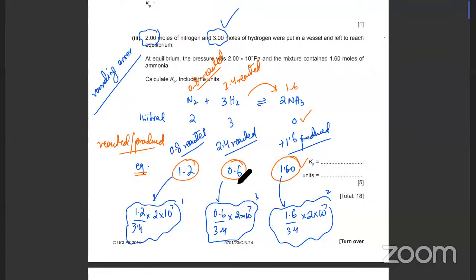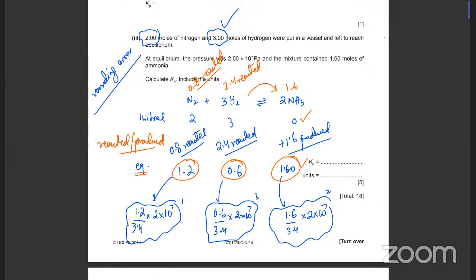Yeah. And initially you had 2 moles of N2 put in the container, and to produce 1.6, 0.8 must have reacted. So you remove 0.8, you're left with 1.2. So that's the final moles that you have at equilibrium. Oh, okay. Thank you. Yeah, I get it.